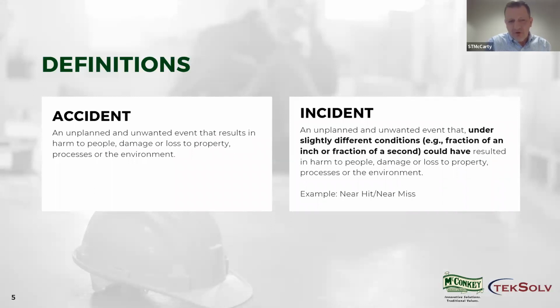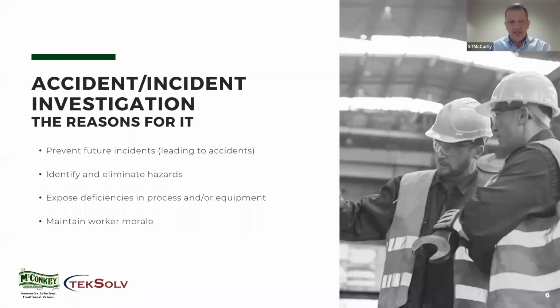As most folks already know, accident and incident are almost used interchangeably, but for the most part, folks in the safety field will say an accident is an unplanned, unwanted event where there's actually resulting harm to people, or damage to or loss of property or the environment. An incident is an unplanned, unwanted event where a slight difference in conditions, a fraction of a second or a fraction of an inch, could have resulted in employee injury, property damage, or environmental damage. A near miss or near hit is another way to describe that. At least for the purposes of this presentation, that's how I'll differentiate between the two. Some of you may use them interchangeably, and that's fine.